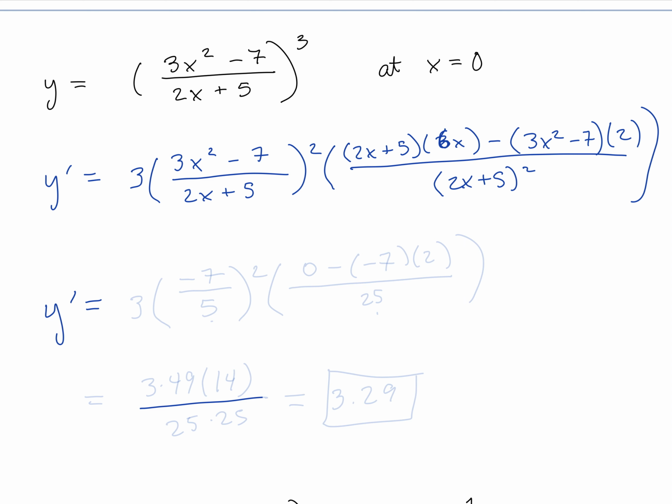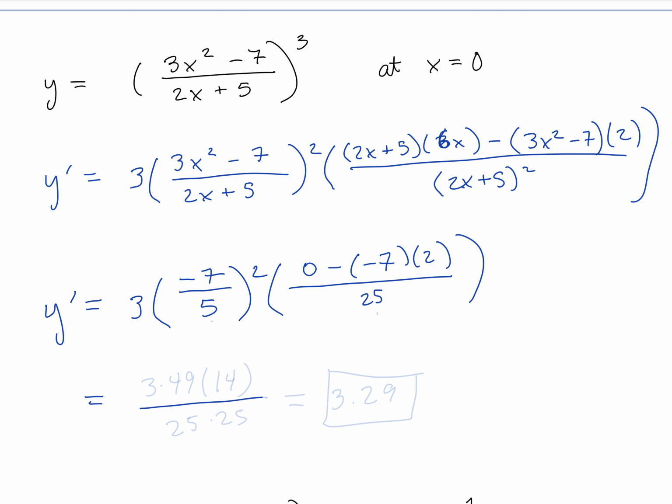So y prime is 3 times 0 minus 7 divided by 2 times 0 plus 5 squared, times 2x plus 5 times 6x. So since it's times 6 times 0, that just goes away. Minus 3 times 0 minus 7 times 2, all divided by 2 times 0 plus 5 squared. So that's 5 squared is 25.